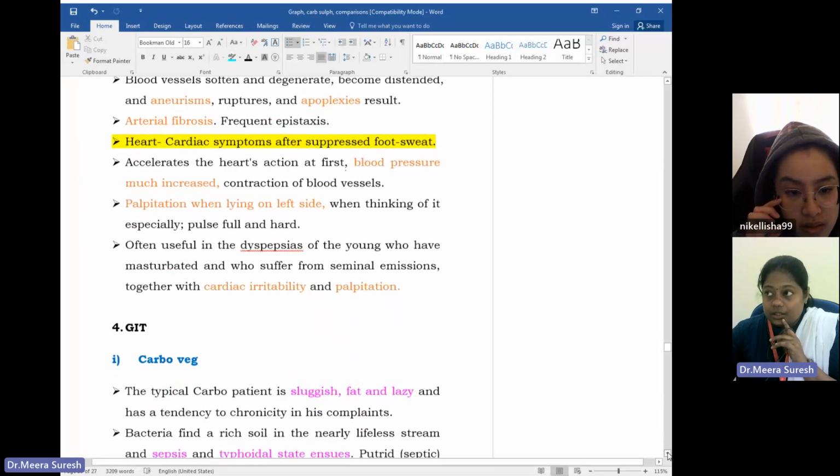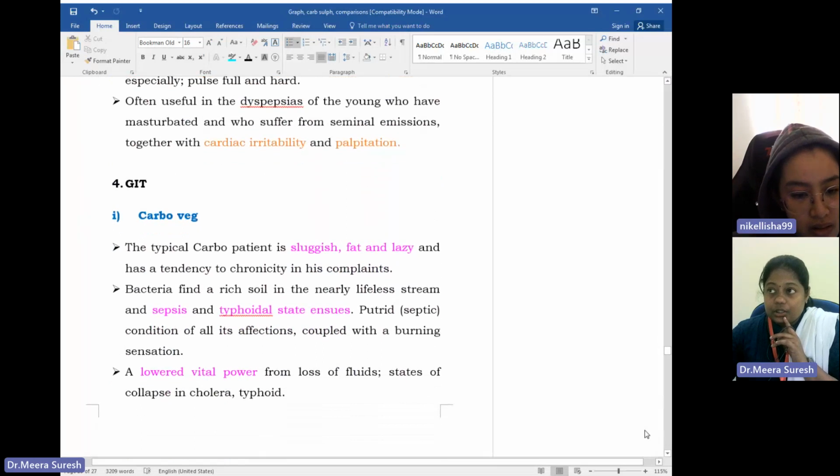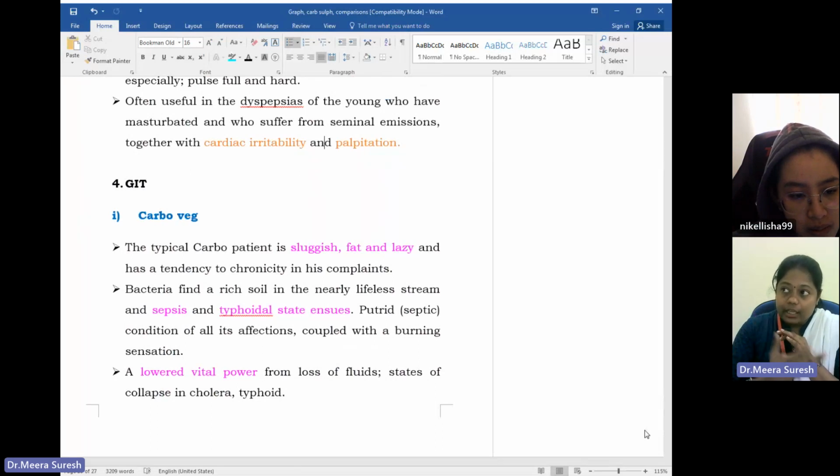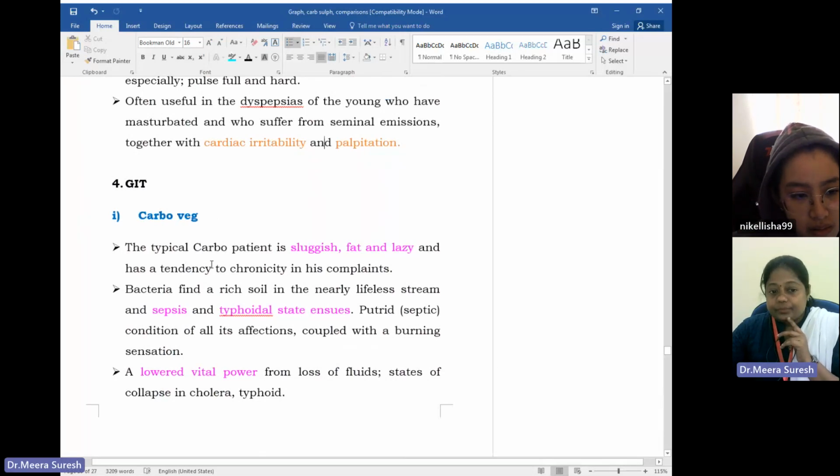So Baryta is having a good action, not like a hemorrhage, like what we said in case of carbo veg, carbo animalis, not like a hemorrhage like that or broken down constitution, but in case of Baryta carb, it is acting on the vessels, causing the hypertension. Then the GIT: carbo veg, where the patient is very sluggish, fat, and lazy, chronic complaints.